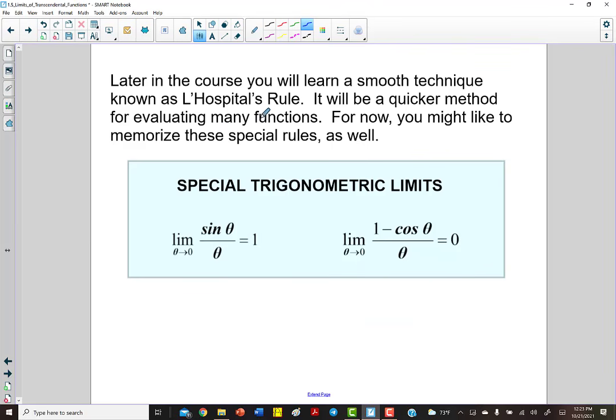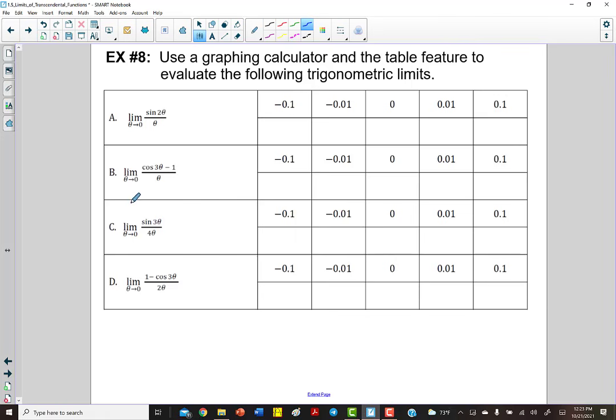Now later in the course we're going to learn about L'Hopital's rule, and you're going to like that because it'll be a quicker way to evaluate functions. But for right now, you might want to memorize these special trig functions and possibly even stop the video and graph the sine of x divided by x and graph 1 minus cosine x divided by x, and just take a look at how both of the functions, one of them is going to 1 as x goes to 0, and the other one's going to 0 as x approaches 0. So you may want to memorize those.